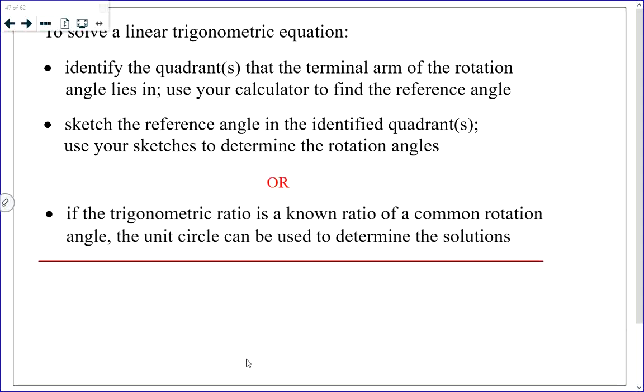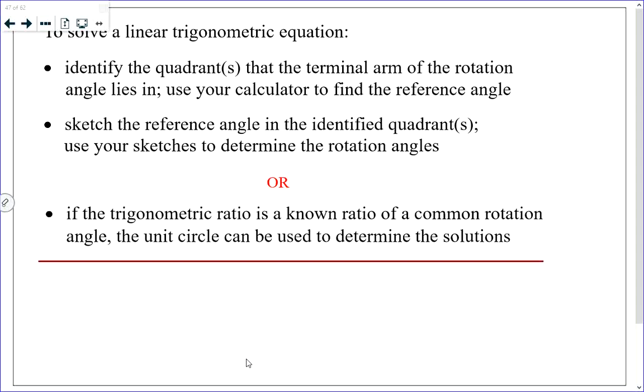Or, if the trigonometric ratio is known to you, so if you're dealing with something that says cosine of theta is negative root 3 over 2, then you should be able to go to your unit circle and identify the 2 positions where the x-coordinate is negative root 3 over 2, and use that to determine rotation angles.